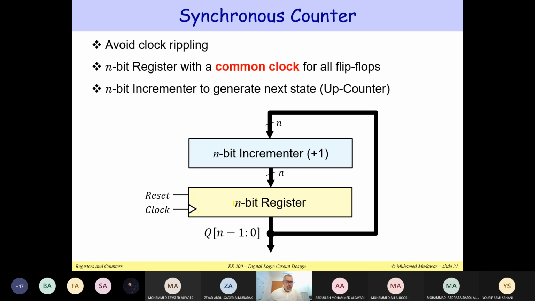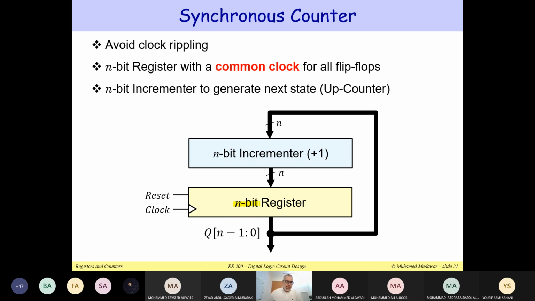Again, I'm checking your textbook, but I find that this is a very simple description. This diagram is not in your textbook, but it helps you to understand the meaning of the synchronous counter. It's very simple to understand. So we have an n-bit register. So here we have n flip-flops. This will be an n-bit counter.